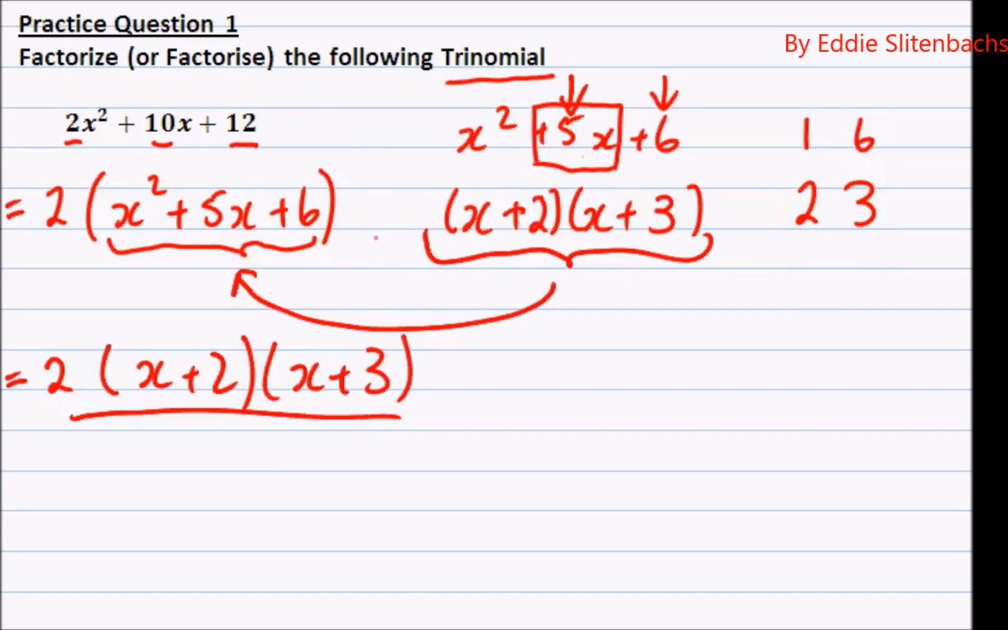Hopefully that makes it a little bit more obvious. So the first step is to see if you've got a common factor, and then if you have, take that out, which was the 2, then do your normal factorization of a trinomial.